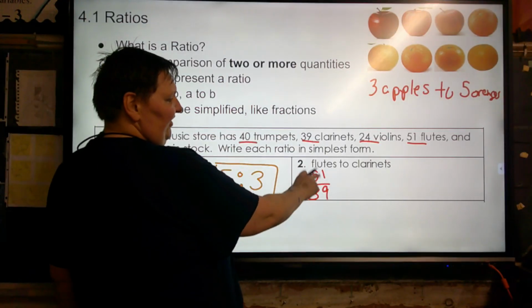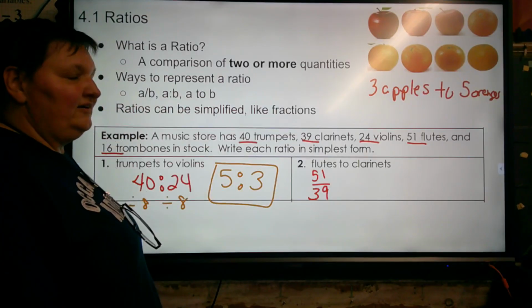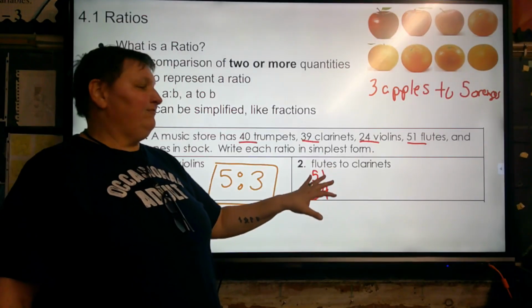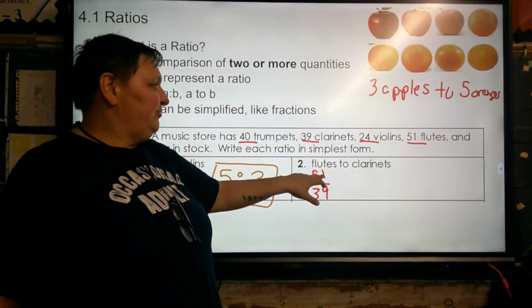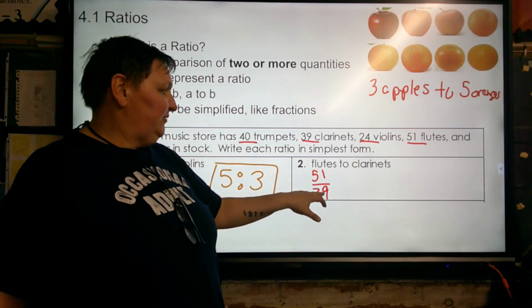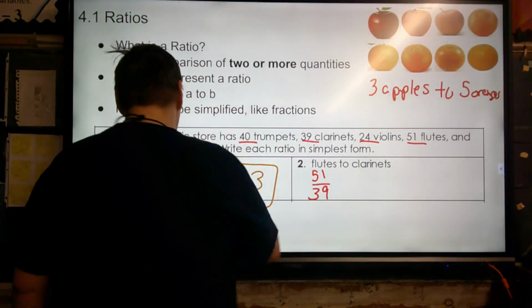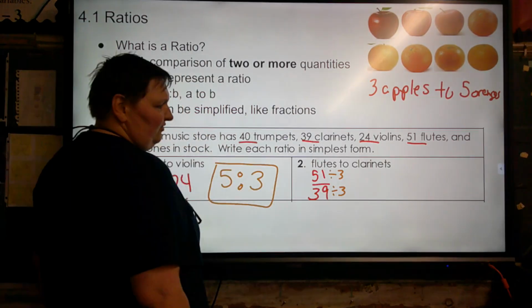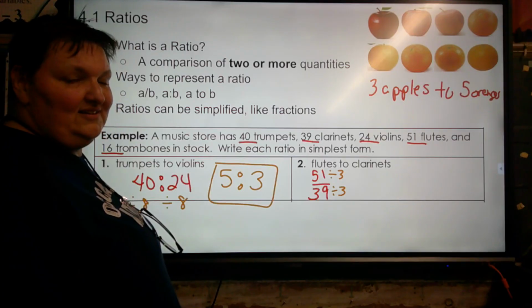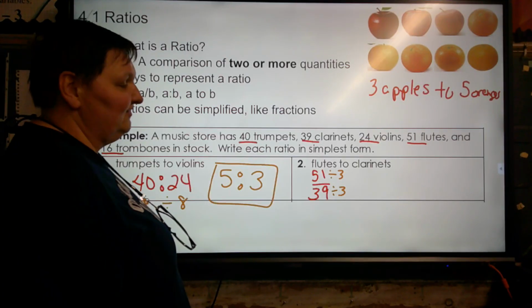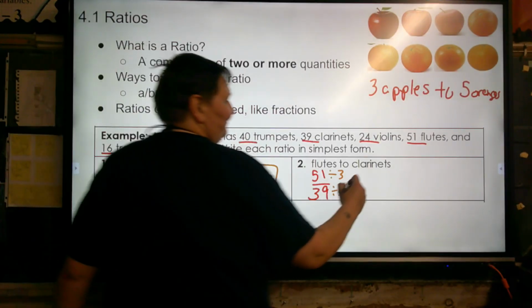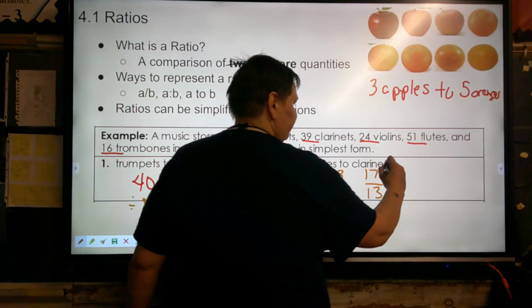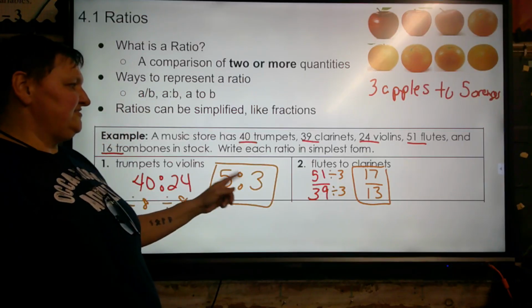All right. Is there a common factor between 51 and 39? Your brain wants to say no. But remember the trick about finding out if they can be divided by 3? 5 plus 1 is 6. That can be divided by 3. 3 plus 9 is 12. That can be divided by 3. So I know I can at least simplify by dividing by 3. So 51 divided by 3, what's that? 17. 39 divided by 3 would be 13. So my final ratio would be 17 over 13, or 17 to 13.